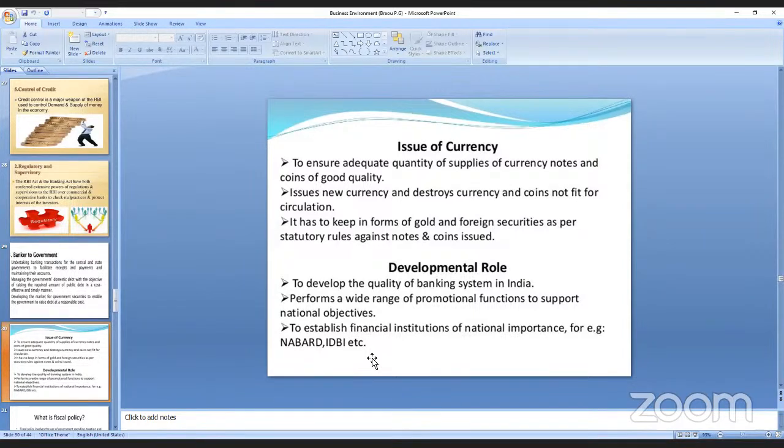IDBI is making the development on the industry side. NABARD is making the development on the agriculture side. Is it clear?